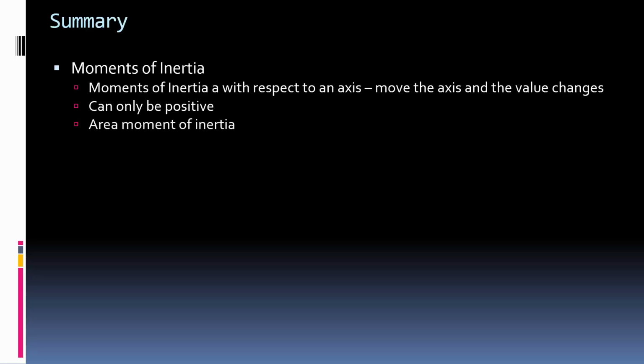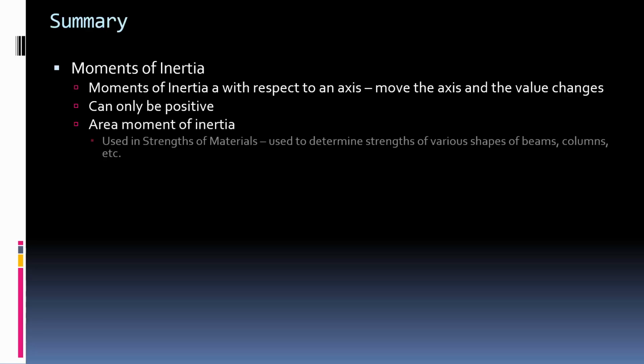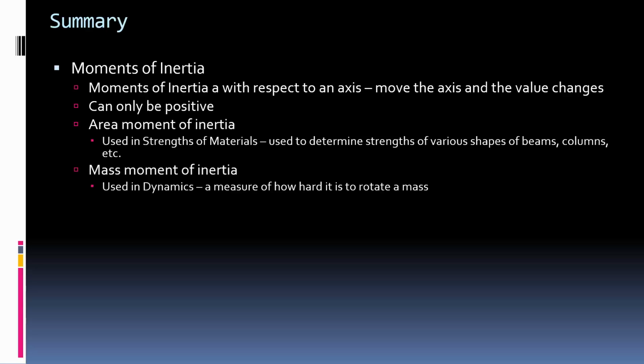You have two different kinds of moments of inertia. You have the area moment of inertia. We're going to use those in strengths of materials. You're going to learn this next semester or next year when you take more classes on this. That's going to be used to determine strengths of various shapes of beams, columns, etc. But we also have the mass moment of inertia, and that's what you're going to use in dynamics. It's kind of a measure of how hard it is to rotate things.